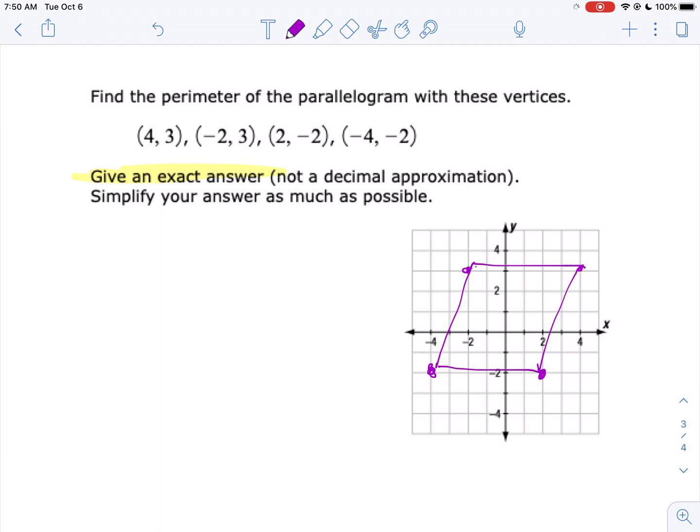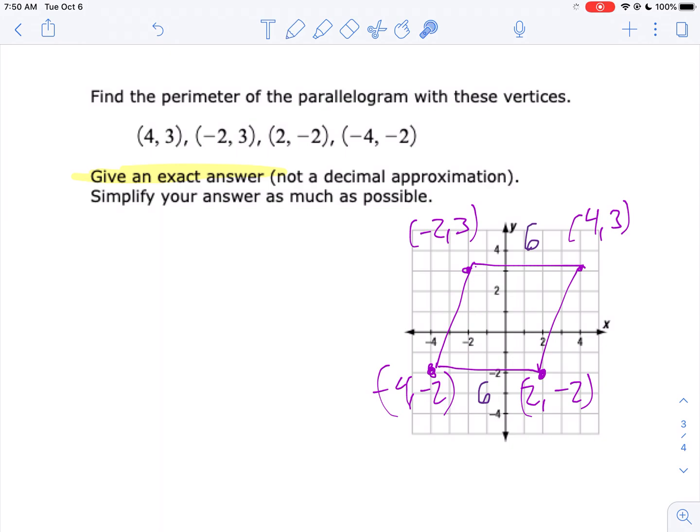We'll write this in here. So this is 4, 3. We have negative 2, 3. We have 2, negative 2. And we have negative 4, negative 2. Well, we can just count for the horizontal segment. You're going from negative 2 to positive 4, so I know that distance is 6. And the same thing in the one opposite it.